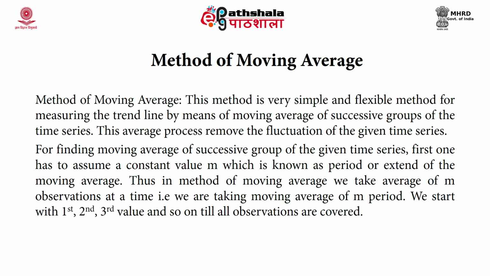For finding the moving average of successive groups of the given time series, first one has to assume a constant value small m, which is known as the period or extent of the moving average. Thus, in the method of moving average, we take the average of m observations at a time, that is, we are taking the moving average of m periods. We start with the first, second, third value and so on till all observations are covered.